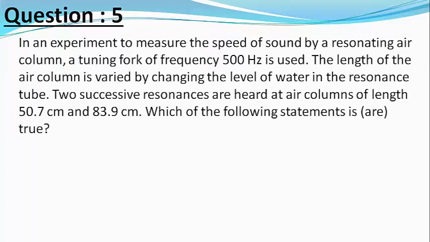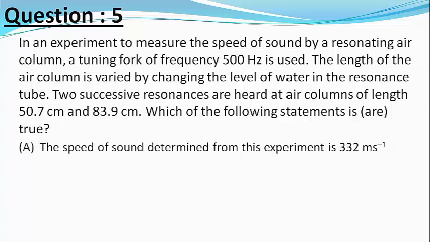Our next question is, in an experiment to measure the speed of sound by a resonating air column, a tuning fork of frequency 500 Hz is used. The length of the air column is varied by changing the level of the water in the resonance tube. 2 successive resonances are heard at air columns of length 50.7 centimeters and 83.9 centimeters. Which of the following statements is or are true?